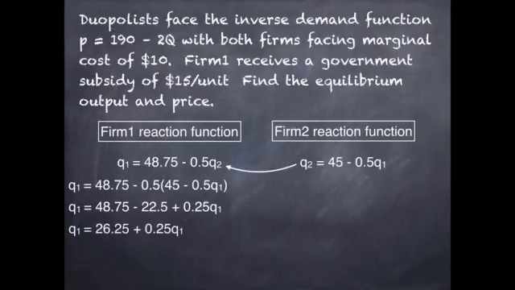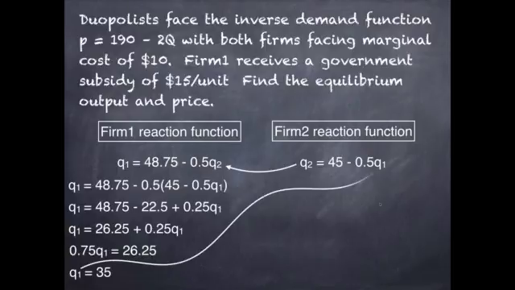We simplify it and we get Q1 is equal to 26.25 plus 0.25 Q1. We subtract 0.25 Q1 from both sides, and that gives us 0.75 Q1 is equal to 26.25. And when we divide both sides by 0.75, that gives us Q1 of 35. So we've solved for what the output level of the first firm is, firm 1's output level. So firm 1 output level is equal to 35.